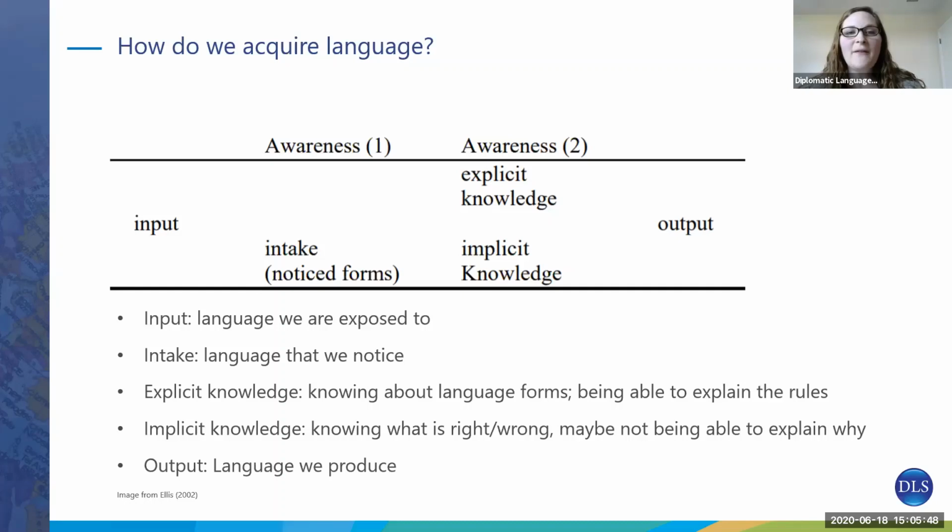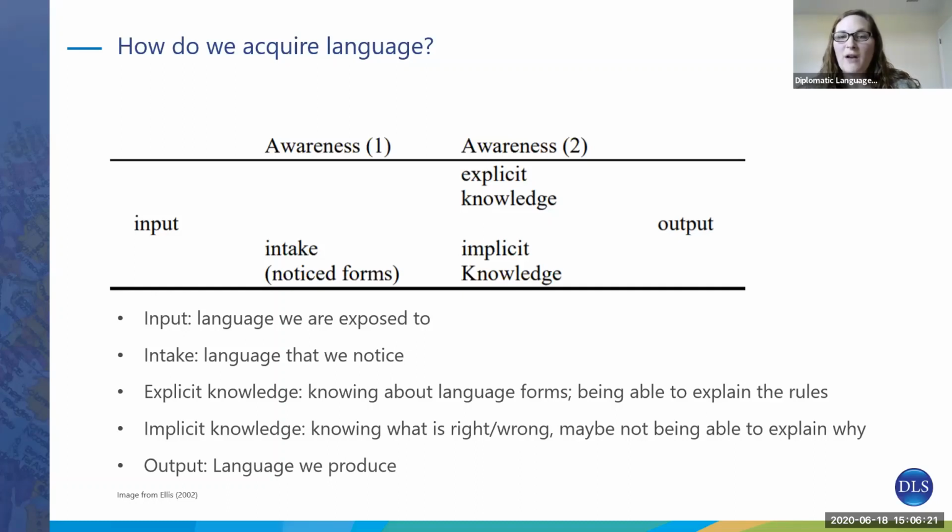Then after that input is coming, there needs to be some noticing done on the part of the student. This is what he refers to as intake. So being able to take that input and notice something about it, notice patterns, start to notice words that mean certain things or structures that tend to mean certain things. As that intake is processed, it becomes sort of two types of knowledge or awareness in the brain.